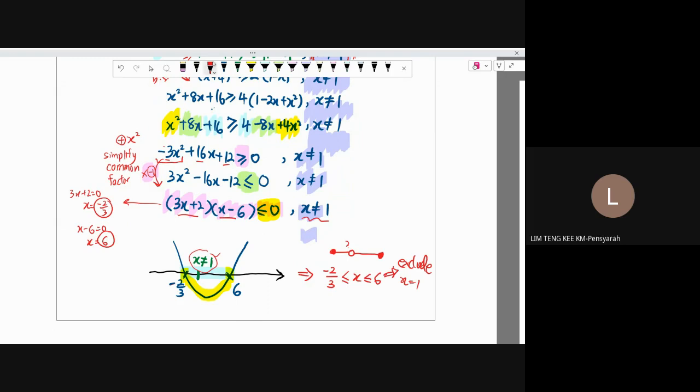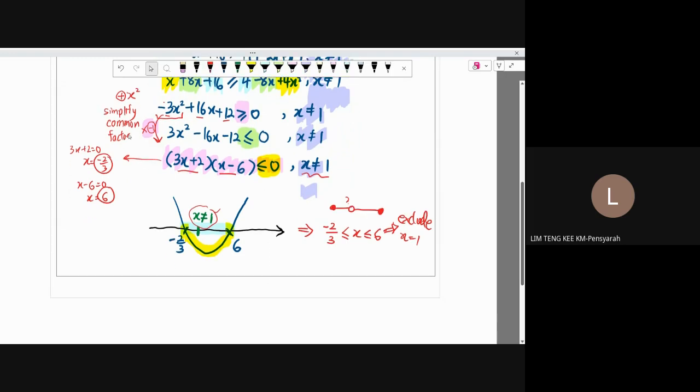So as a result, from the diagrams, we are able to obtain our answer. If I write it in interval notation, it will start from negative 2/3 until 1, with an open bracket for 1 because we exclude 1, union from 1 until 6. So this is the answer in interval notation.